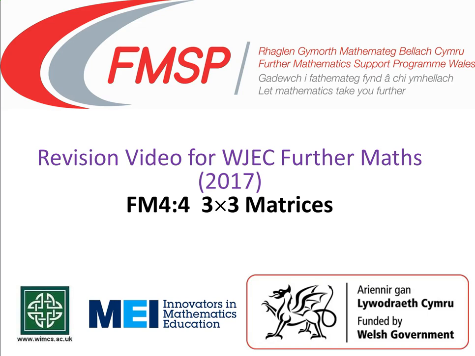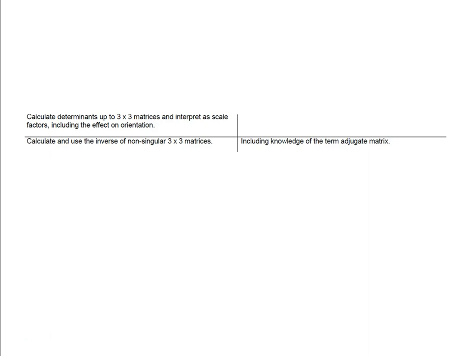In this video, we review the work on 3x3 matrices for Unit 4 of the Further Maths specification for the Welsh Joint Board. So, we need to be able to calculate the determinant of 3x3 matrices and also interpret the determinant as a scale factor for transformations, and also something that gives us information about the orientation of the image compared to the orientation of the object. And we need to have a method for calculating the inverse of 3x3 matrices using the cofactor and adjugate matrices.